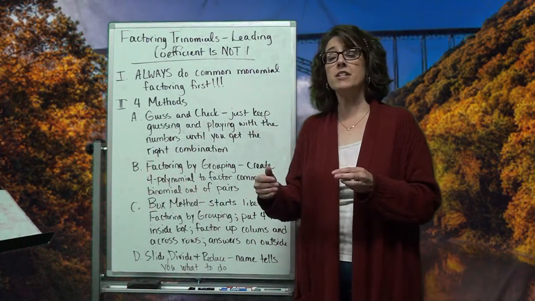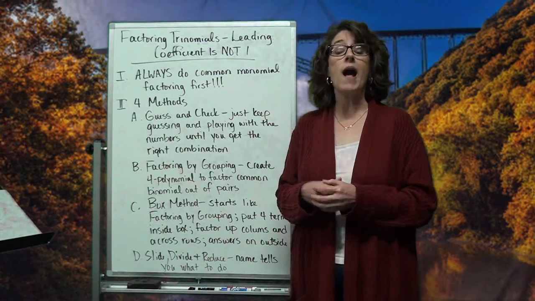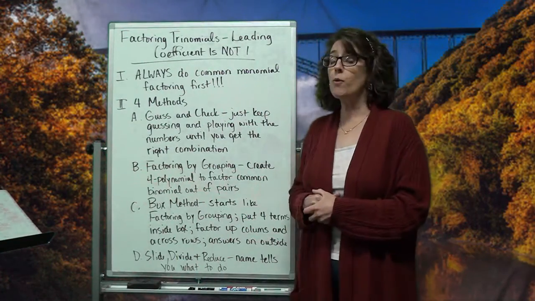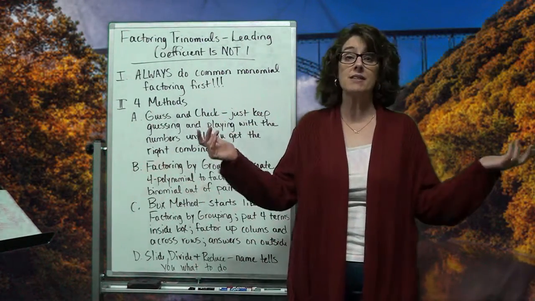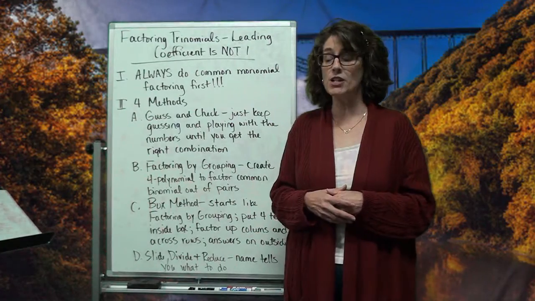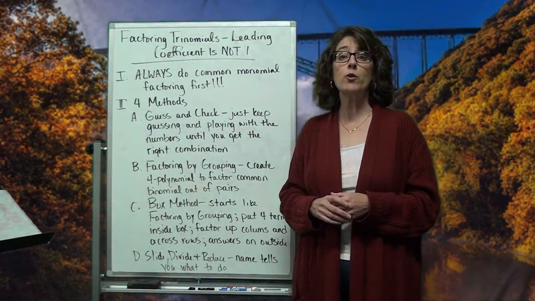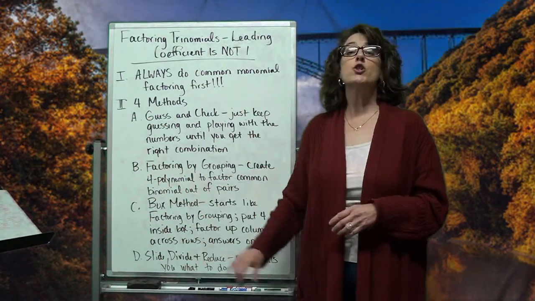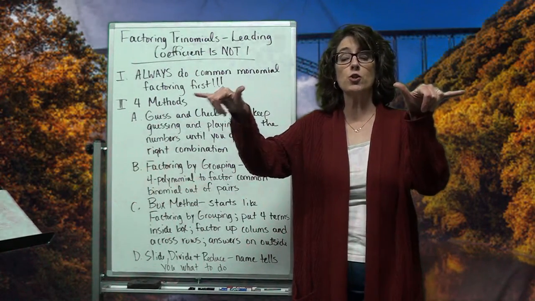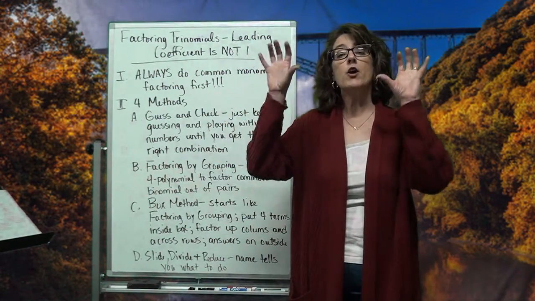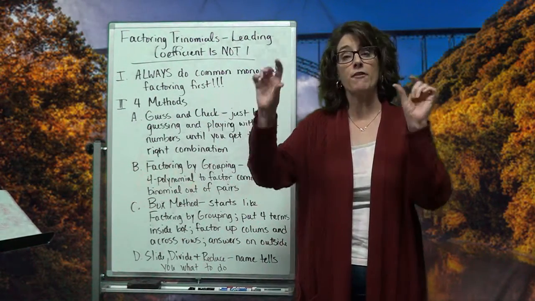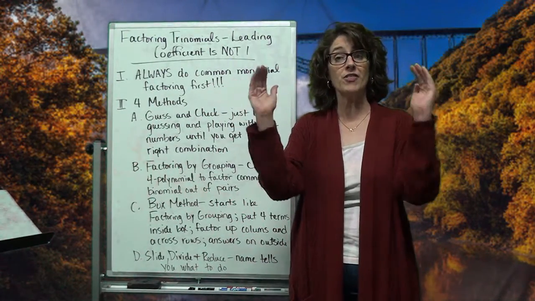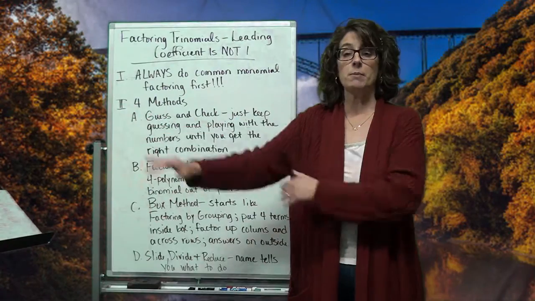Now, when you head into the double parentheses, as we discussed before, I've got 4 methods in my toolbox that I can show you. Those 4 methods are guess and check, where you just keep guessing and playing with the numbers until you get the right combination. Or we've got factoring by grouping, which creates a 4 polynomial so that you can pair up 2 terms in the front, 2 terms in the back, creating a common binomial by factoring each of those pairs. And when you create that common parentheses, you can divide it out.